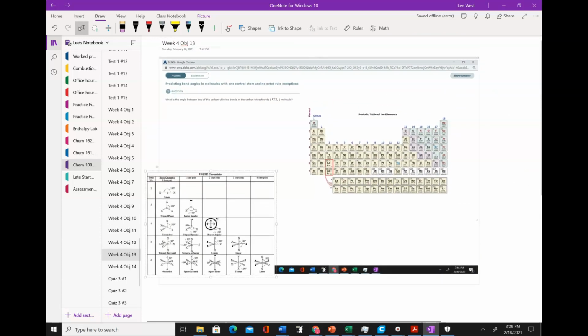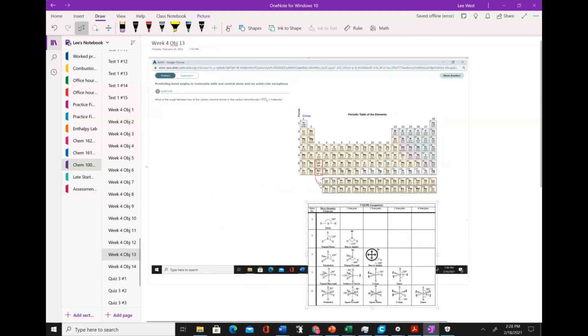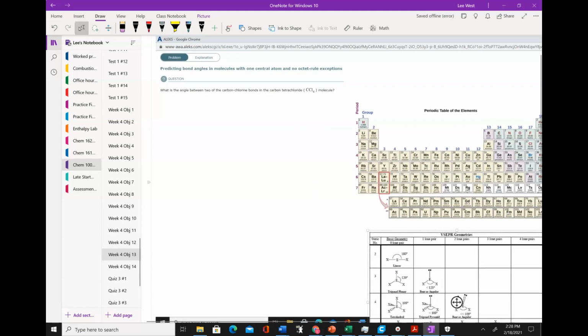So, in this question, what I'm asked is to predict the bond angle in a molecule. It says, what is the angle between two of the carbon to chlorine bonds in the carbon tetrachloride molecule? Before you can do this, you need a Lewis diagram. Carbon's in group 4A and chlorine is in group 7A. So I'm going to count up valence electrons. 4 for the carbon, and then I got 4 lots of 4 times 7 for the chlorine. So 28 plus 4 gives me 32 electrons.